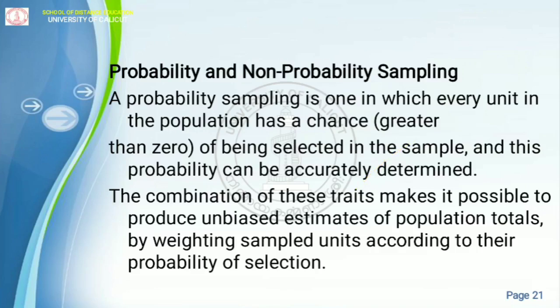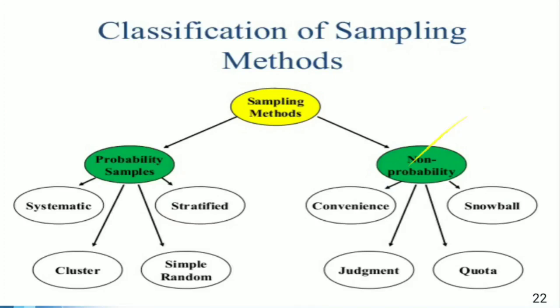So we have two types or methods of sampling, that is probability sampling and non-probability sampling. So a probability sampling is one in which every unit has equal chance of being selected, but in a non-probability sampling it is not possible to select all items or samples. Which are the methods? So the probability sampling methods include systematic sampling, stratified sampling, cluster sampling, and simple random sampling.